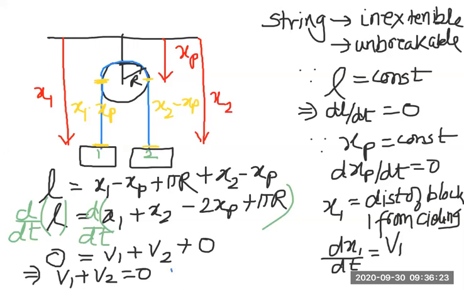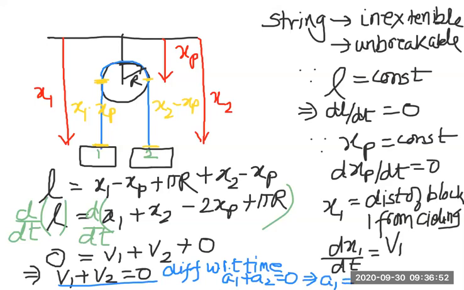And now what I want to do is differentiate with respect to time again. If I differentiate this equation with respect to time, what will I get? I will get a1 plus a2 is equal to 0, which tells me that a1 is equal to minus a2, right? And a1 is equal to minus a2 means that the magnitude of acceleration of both will be the same and the direction of acceleration of both will be opposite, right?